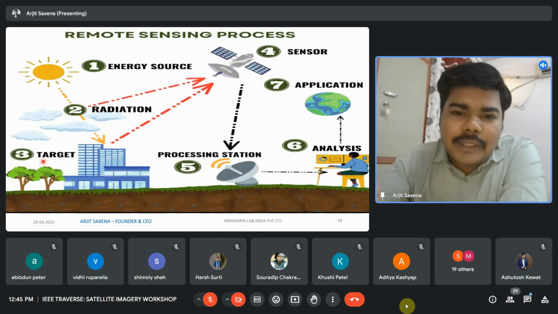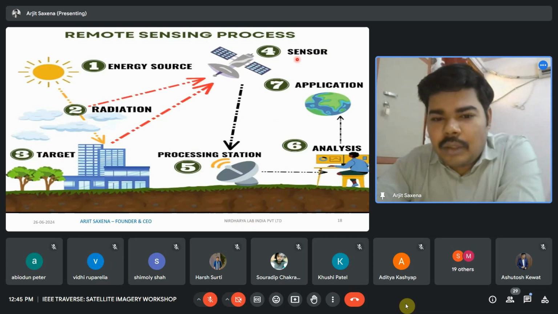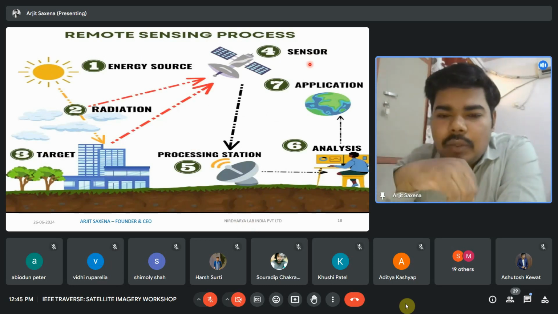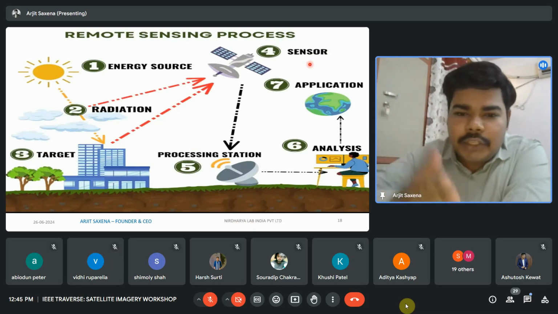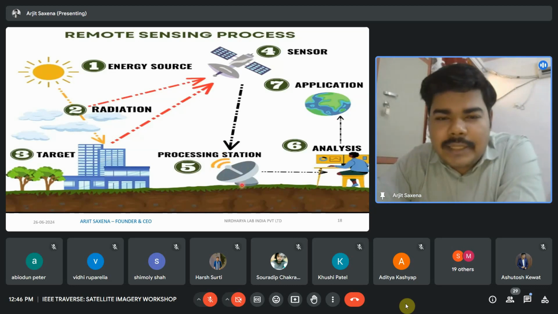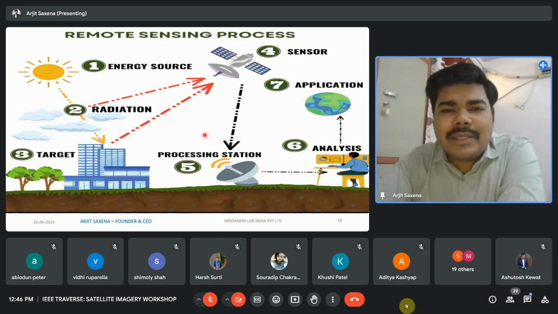Okay, and how do we have to study a target? Through a sensor. And how is the sensor going to give the data to the ground station? Through a communication channel, which is going to process it. Then, when the ground station has received it, they go to the analysis part. Then further we can derive the application out of it. So this is a brief overview of the remote sensing process.